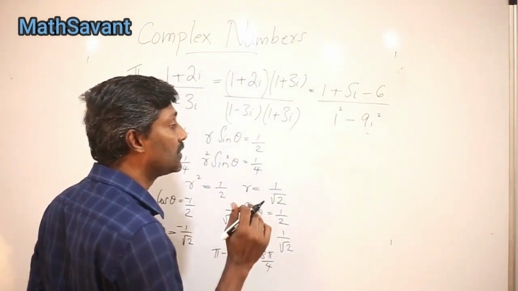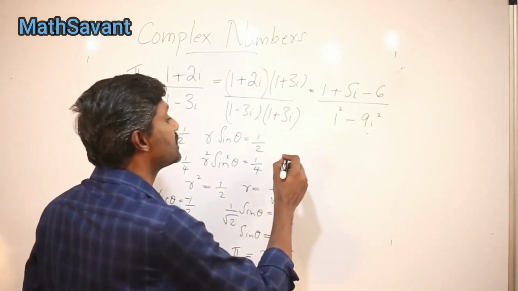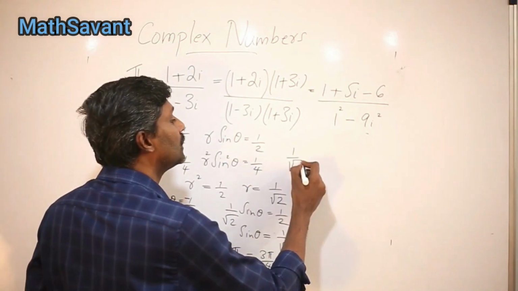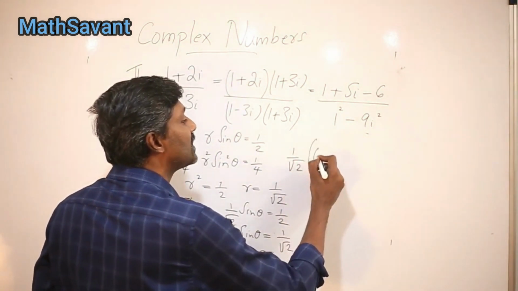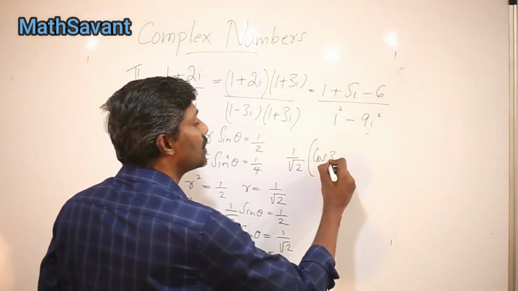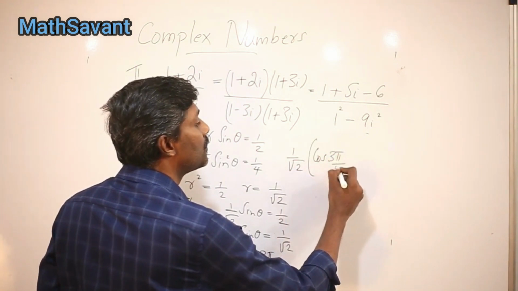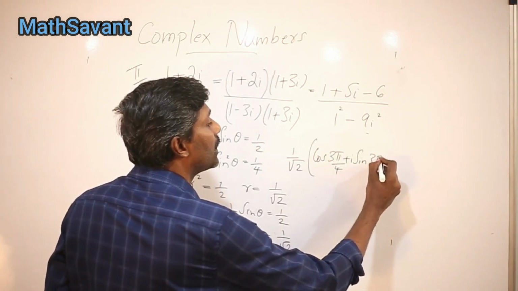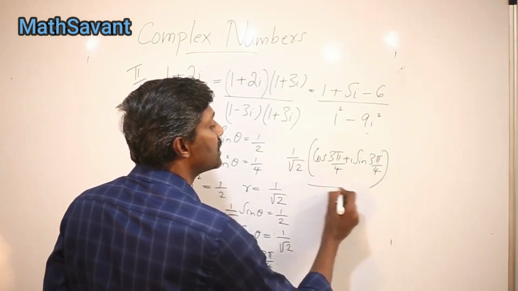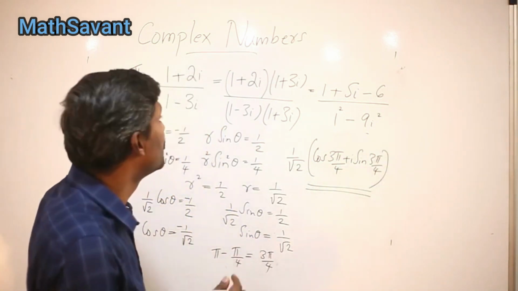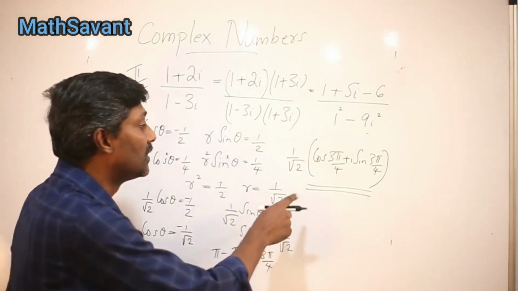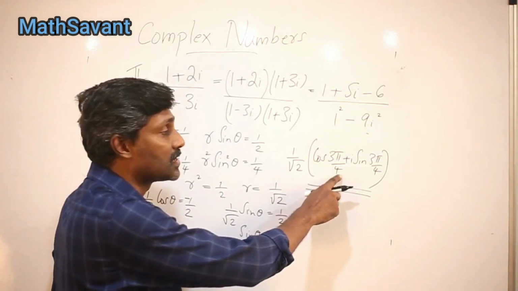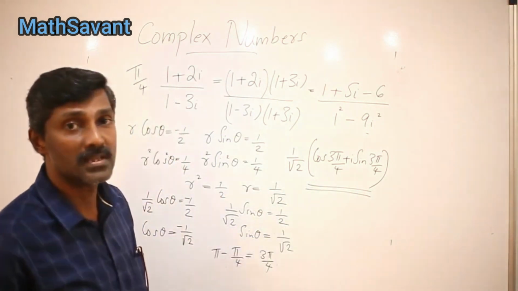Okay, so the polar form of the given complex number is, we got r as 1 by root 2 and we got theta as 3 pi by 4. So it is 1 by root 2 into cos 3 pi by 4 plus i sin 3 pi by 4. So this is the polar form of this particular complex number, and the modulus is 1 by root 2 and the argument or the amplitude is 3 pi by 4. I hope it is clear for you.